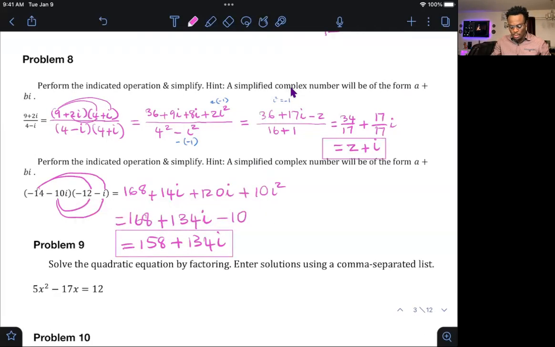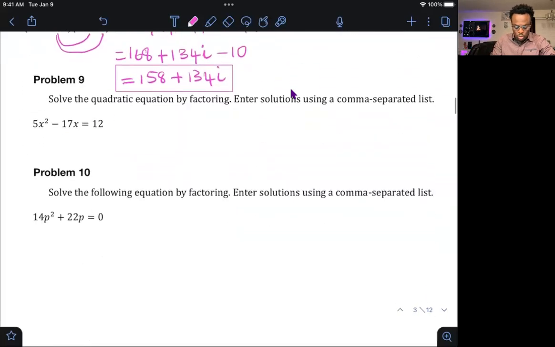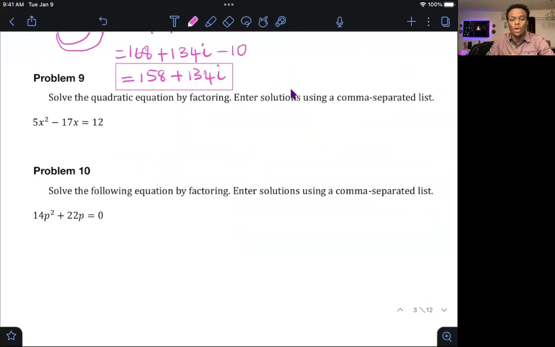Okay, so next problem, number 9, will be for us to solve the quadratic equations. We started to go over them in class. Let's see how you would perform this. If you want, you can feel free to pause the video and try, and then play the video to see what you get.